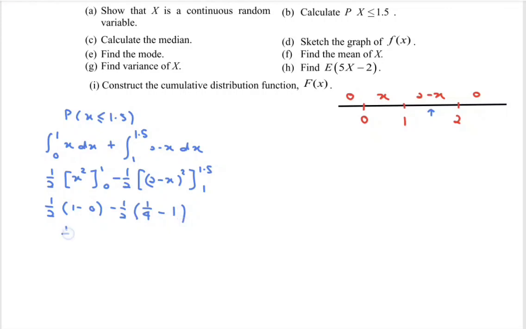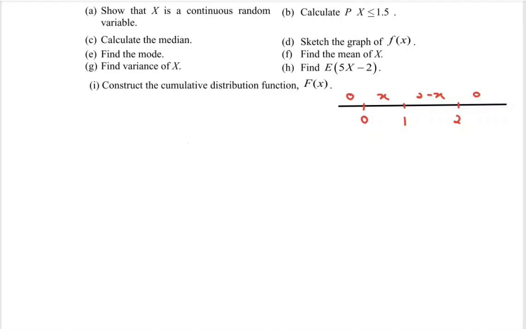So from here, we have 1 over 2 minus 1 over 2, bracket, we have negative 3 over 4. Then based on the situation here, we have 1 over 2 plus 3 over 8. By referring to the calculator, then we will have 7 over 8. So that will be the probability when X is less than or equal to 1.5, 7 over 8.